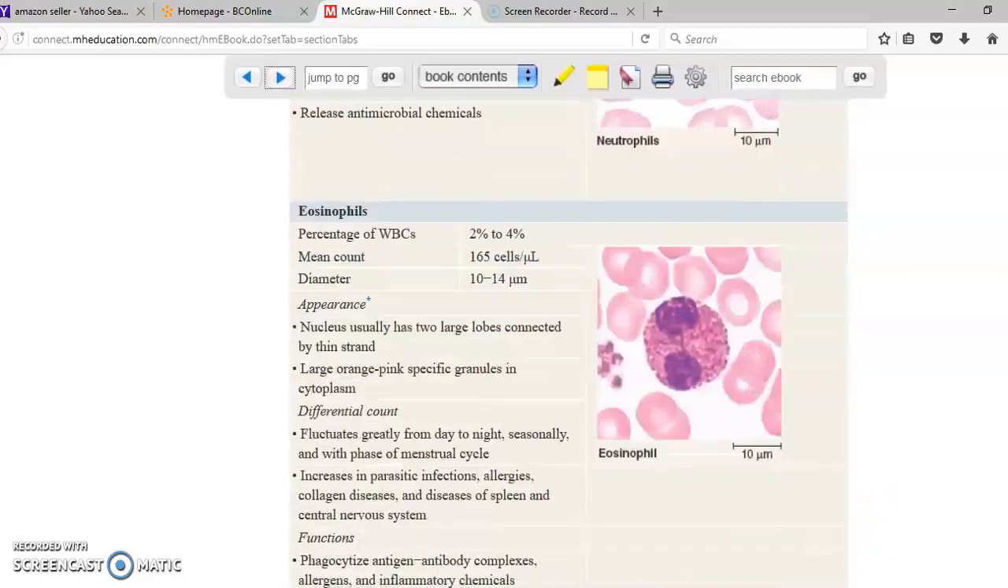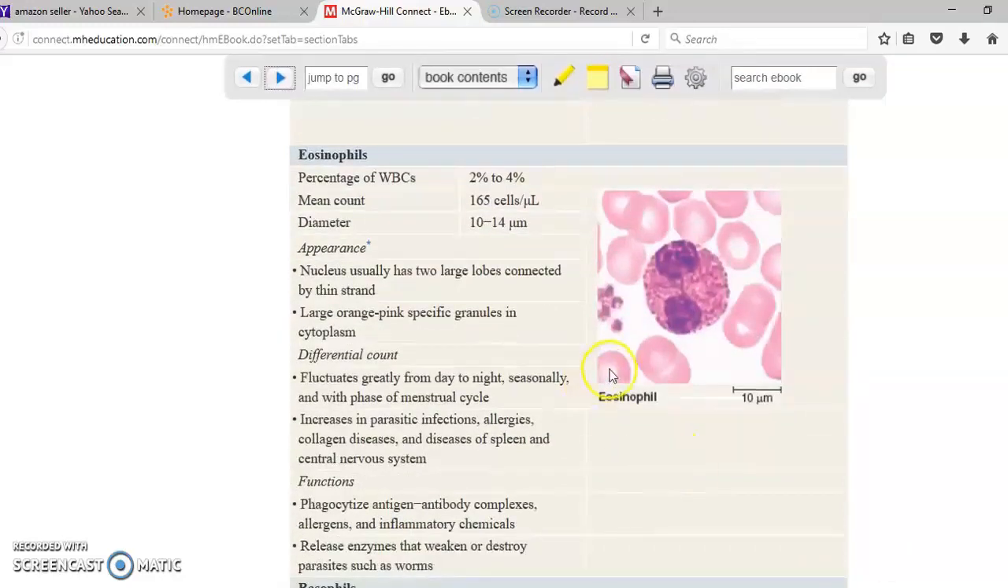The next one that you're going to have is eosinophils. The job of the eosinophil is the release of inflammatory chemicals. You release these chemicals, and they're going to stimulate inflammation. And also, they're going to phagocytize antigen-antibody complexes. So when you have a parasitic infection, chances are that you're going to find an increasing number of eosinophils in your blood smear.